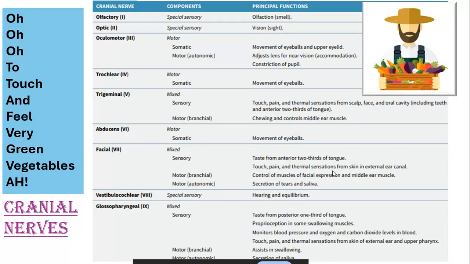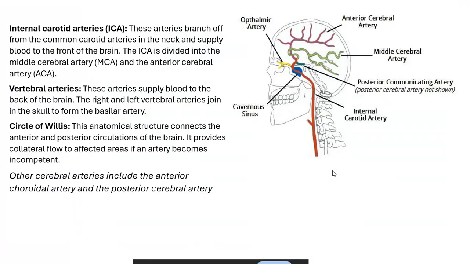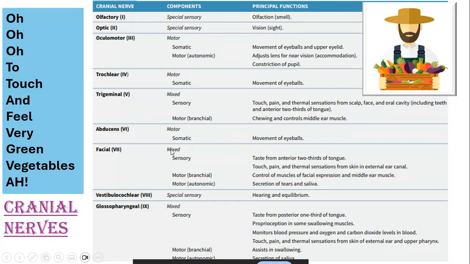Vestibulocochlear is special sensory, hearing and equilibrium. Glossopharyngeal is mixed sensory, taste from posterior one-third of the tongue. Posterior one-third at the back of the tongue. Proprioception is some swallowing muscles. Monitors blood pressure and oxygen and carbon dioxide levels in blood. Touch, pain, and thermal sensations from skin of external ear and upper pharynx. Assist in swallowing and secretion of saliva. Okay, so there you go. That is your glossopharyngeal, right?